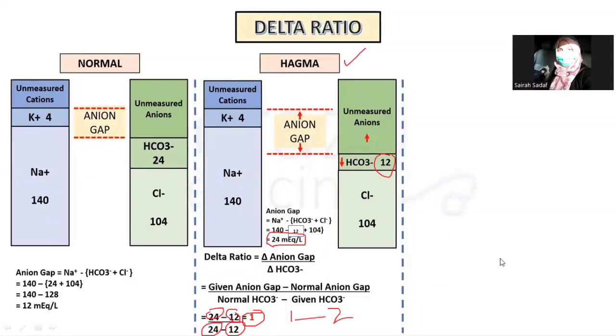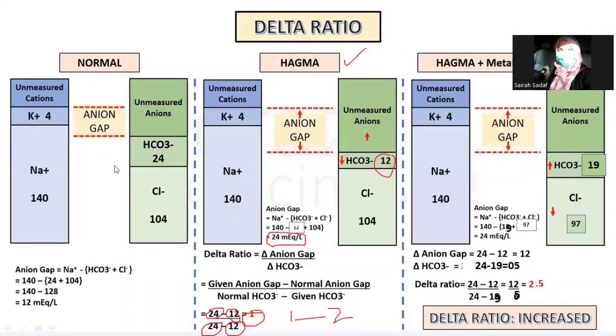Now let's go to the third example. Now you can see the calculations here. Now see, here bicarb is 19, chloride is 97, and sodium is 140. After putting them in the formula, we will get a 24 high anion gap. So this is high anion gap. When you get high anion gap, you have to do the delta ratio thing.